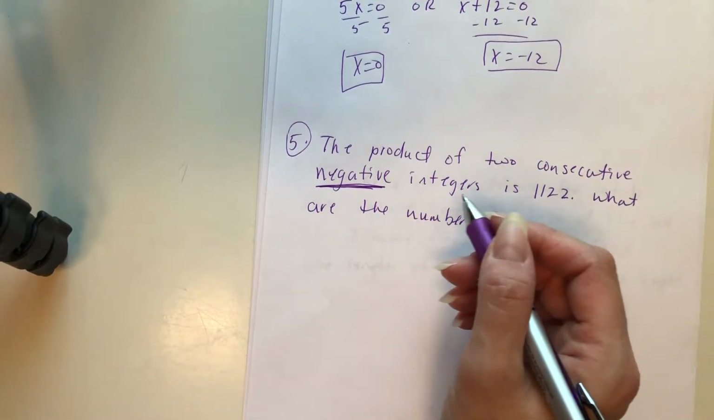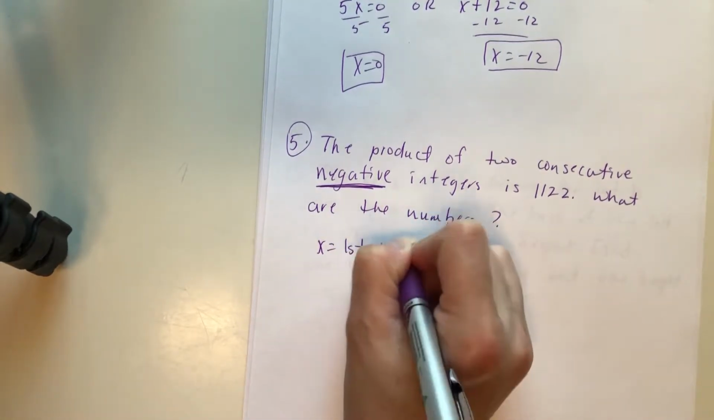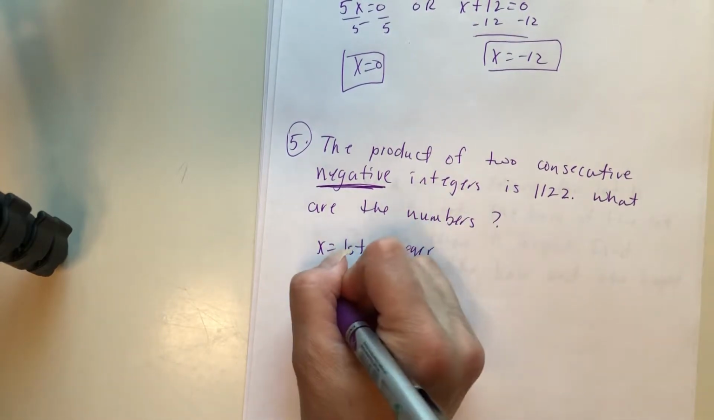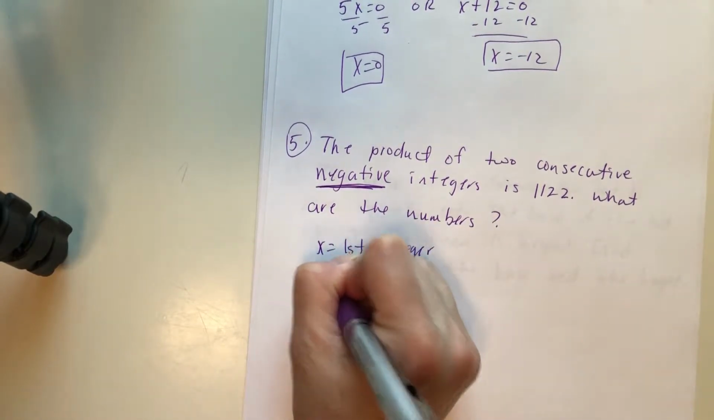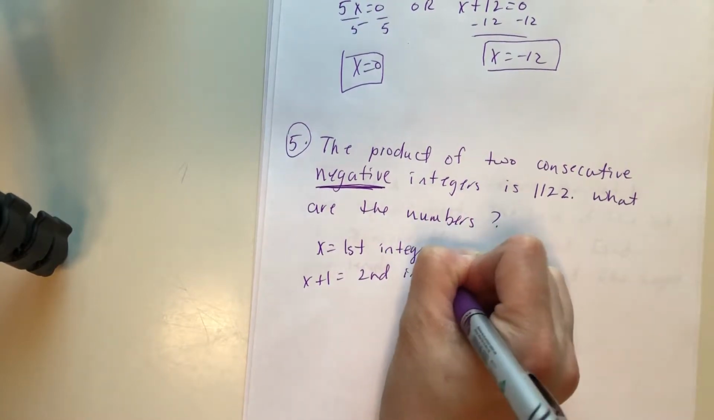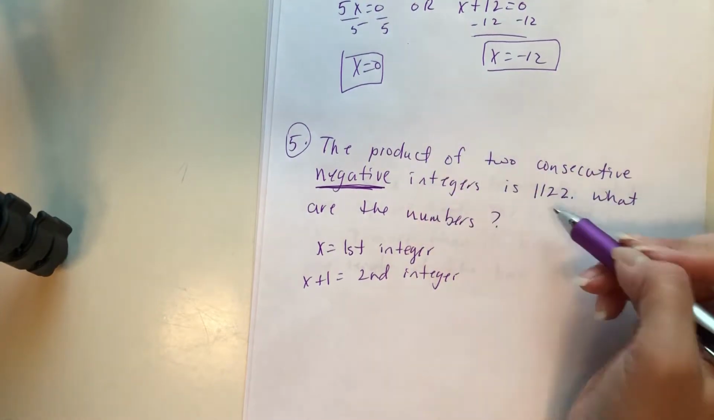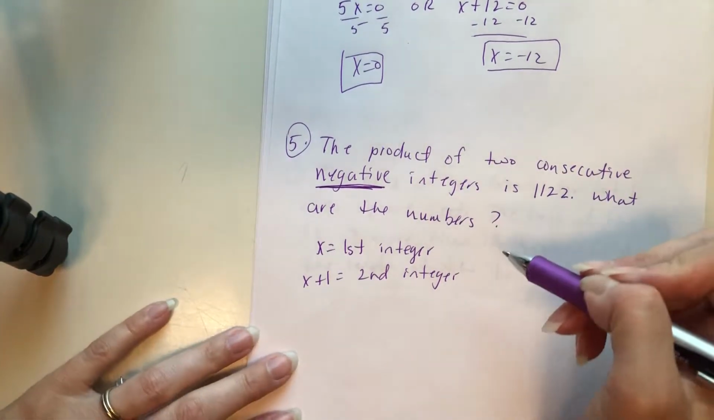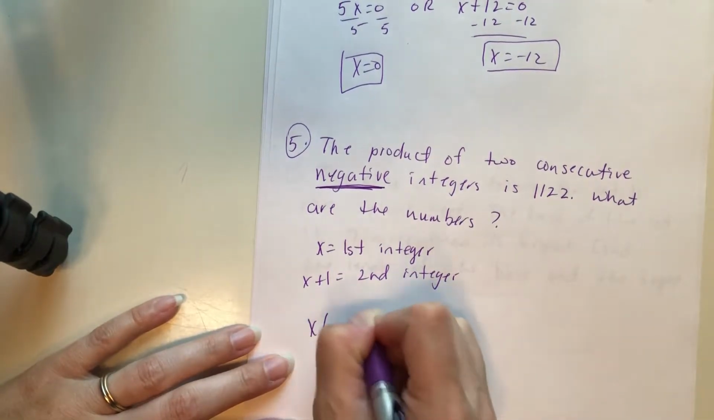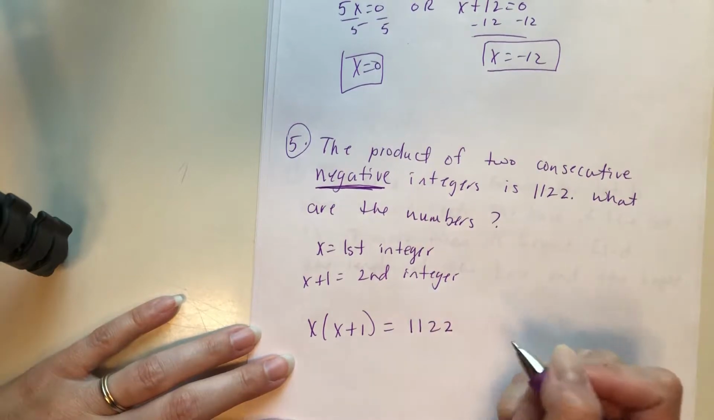So in this one, I'm going to let x equal my first integer. If it's consecutive, then the second integer can be represented by x plus 1. Okay? And it says that their product is 1,122. So that means that if I multiply x times x plus 1, it should be equal to 1,122.